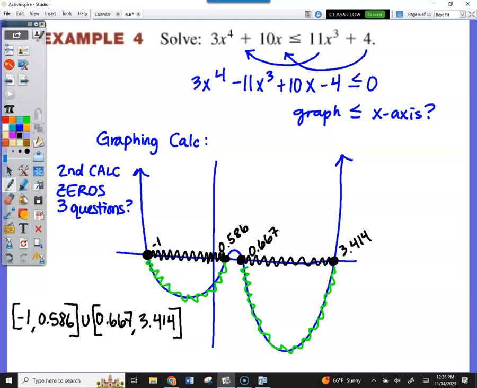So the point of that question is, can you work with a graph that has ugly zeros? And yes, you can. You just go to the calculator and let the calculator do the work. Just don't lose focus on what the overall question is asking, which is where is the graph below the x-axis?